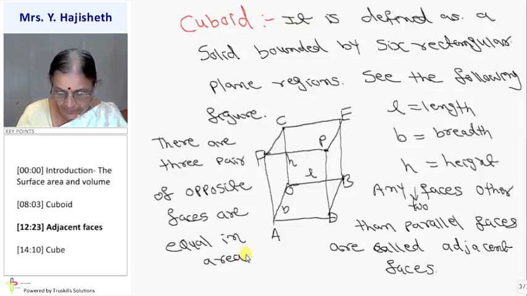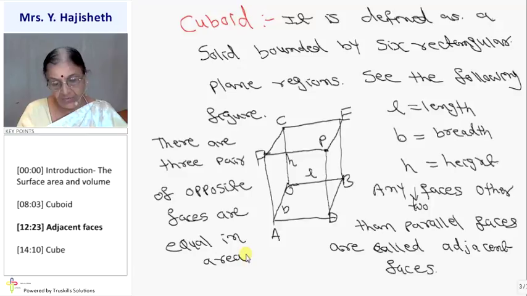OADB and PECF, that is 1 pair. Second pair is PEBD and OCFA, and third pair is ADPF and OBEC. They are equal in area.